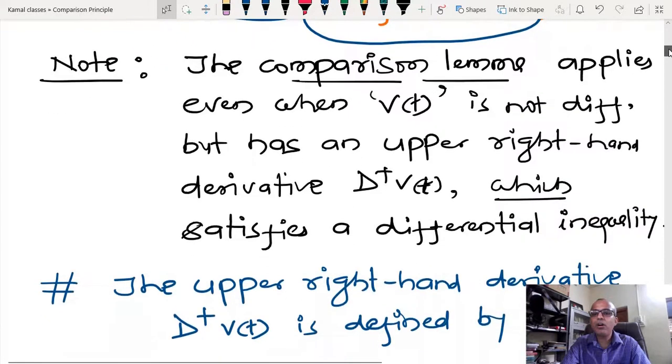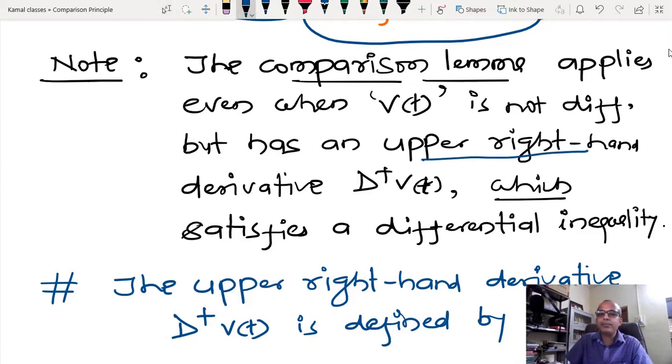What is the meaning of differentiability? Whenever we calculate the derivative of something, the left hand derivative, right hand derivative and derivative at some point must all be equal. Then only do we say the function is differentiable at that point. But it is possible to show that if we only worry about the upper right hand derivative, D plus, I am going to define what this symbol D plus v(t) means.